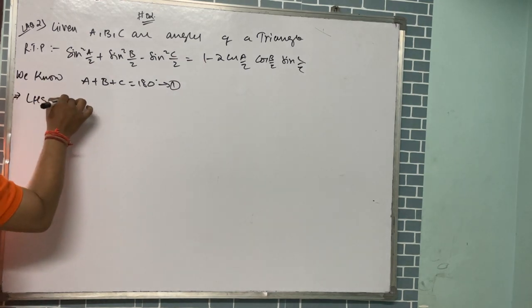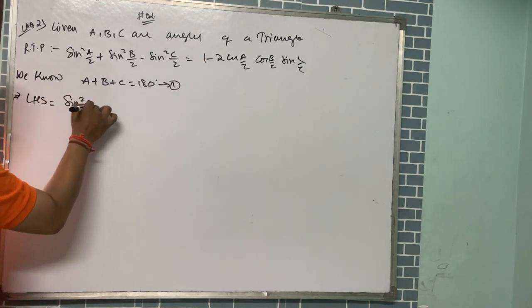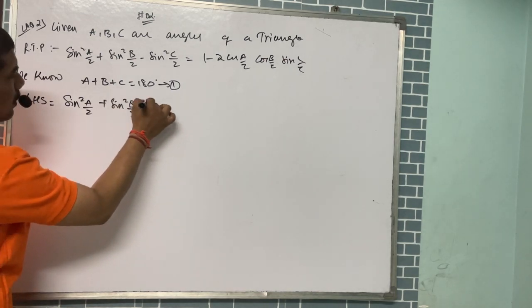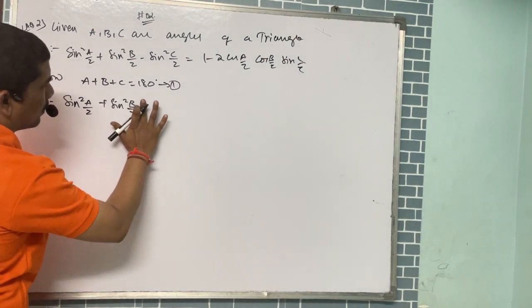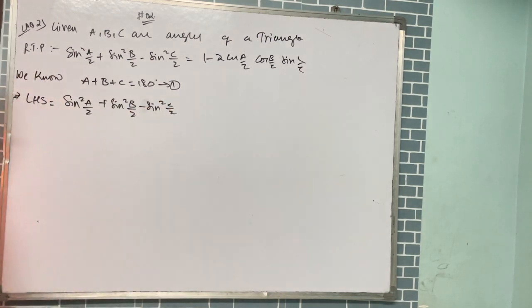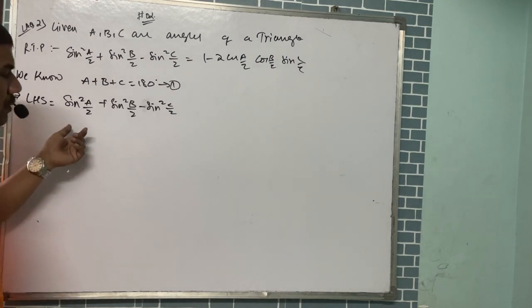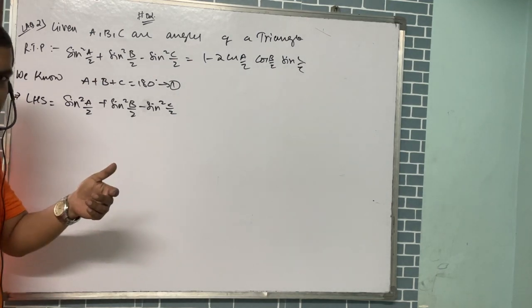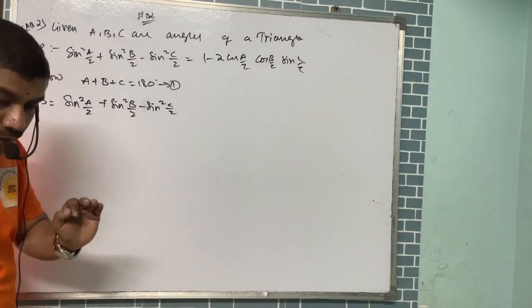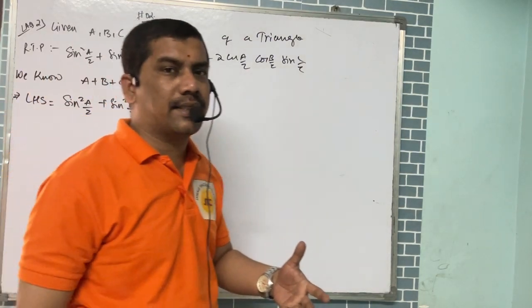LHS: sine square A by 2 plus sine square B by 2 minus sine square C by 2. Look at here, student, for directly sine square A by 2 we do not have a straightforward formula. Okay, we can get many forms. I said to you already, from one formula we can get so many formulas here.